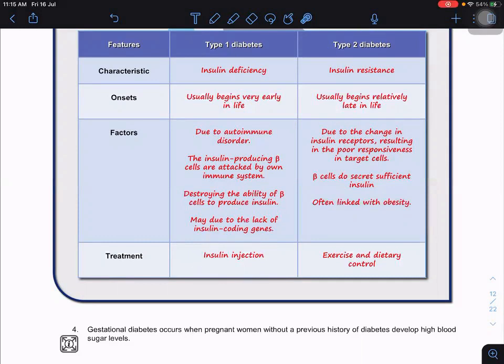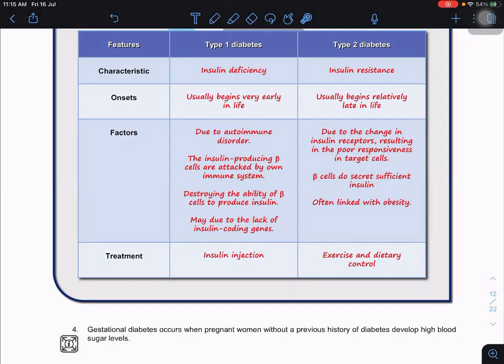Okay, type 2 diabetes. As I said, they are insulin resistant. So due to what? Due to obesity. Due to the change in the insulin receptor, it might be covered by lipids. The receptor lacks responsiveness in the target cell. Are you clear? So for example, covered by lipids, there's a change in shape because of obesity. Therefore, for type 2 diabetes, we don't provide additional insulin, no point, because the beta cells do produce sufficient insulin.